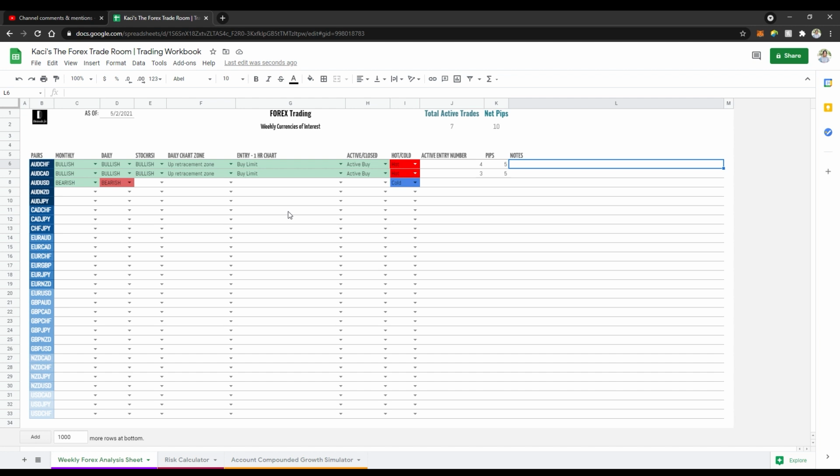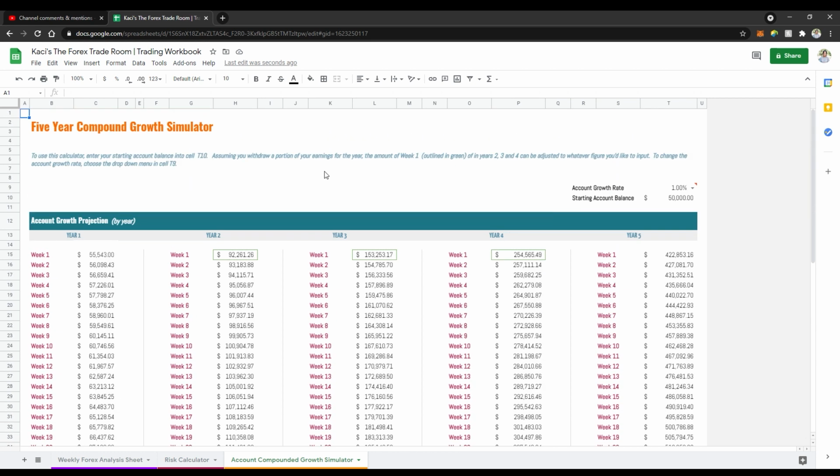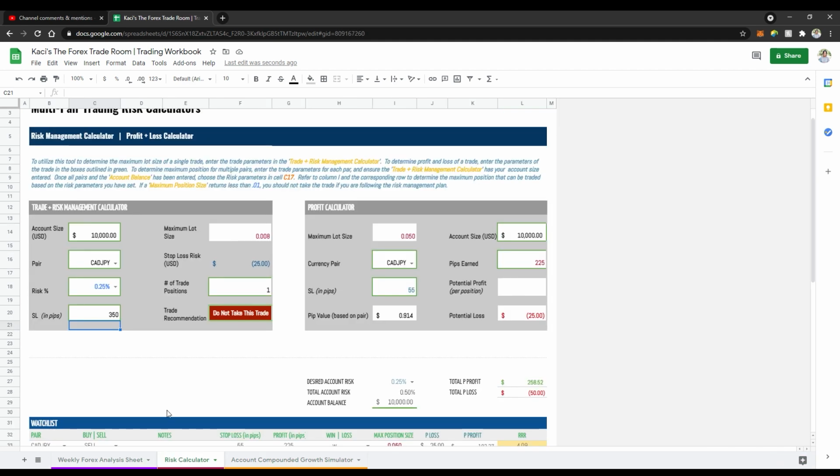So I recommend this. And then I have an account growth simulator. You don't have to do anything with this. I just like to see. I'm a visual person, so I like to see what I could potentially make based off of what's going on. So use this at your own risk. I am not telling you to use this for sure, but I find it helpful. And like I said, even if you don't use this calculator, do the math.